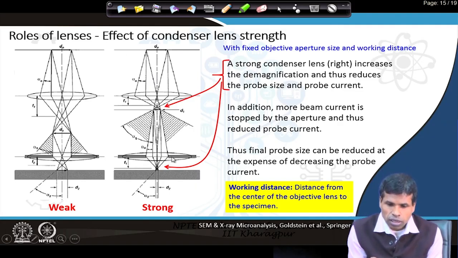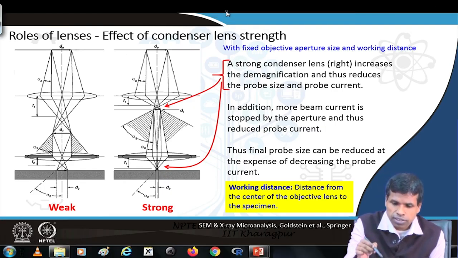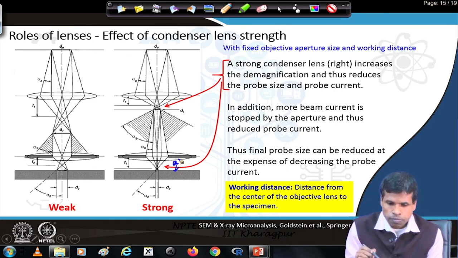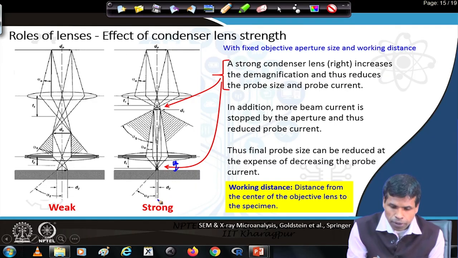So, here as you see, if we have more condenser lens strength, then we have a smaller probe and the working distance also will be smaller. Working distance, as it is written, is the distance from the center of the objective lens to the specimen. This distance is our working distance. So, when the working distance becomes smaller, then you have a finer, smaller probe size, and this means you have a stronger condenser lens.